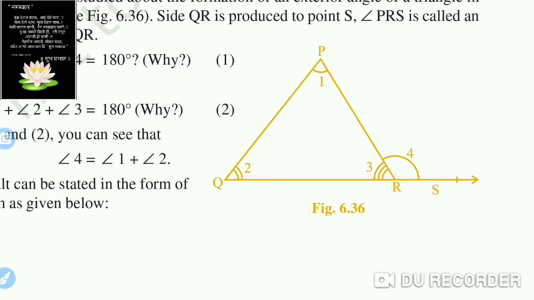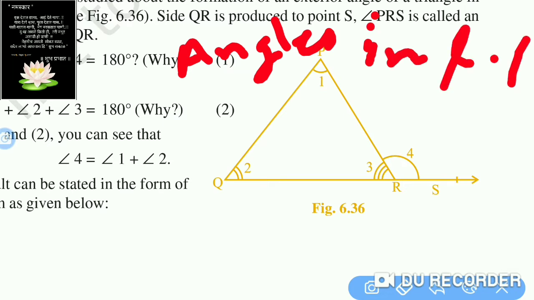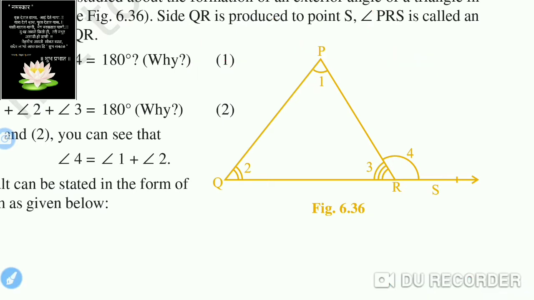First we will see angle 3 plus angle 4 is equal to 180 degrees, angles in a linear pair. What reason do we write here? Here, angles in linear pair. Okay, this property we will write there.